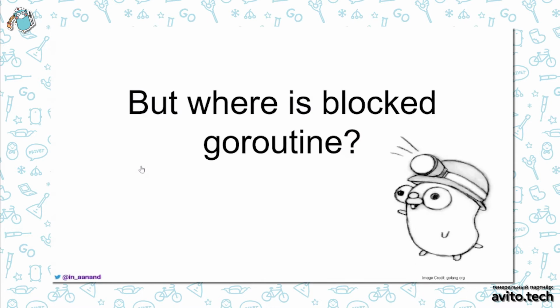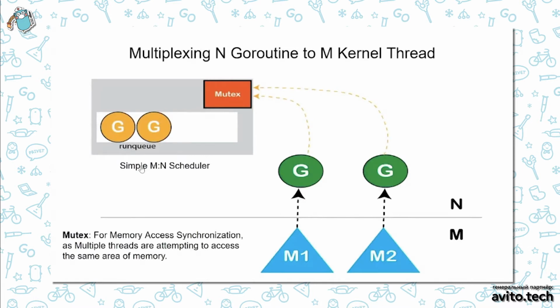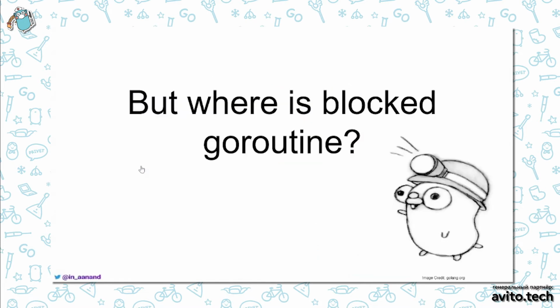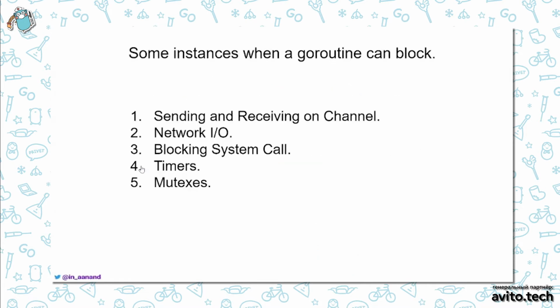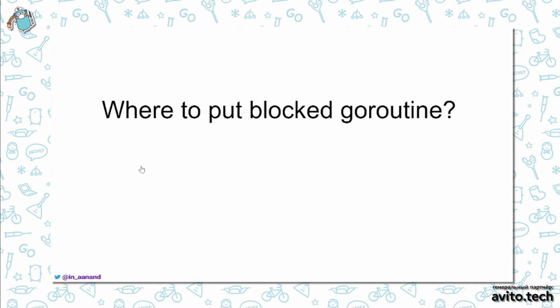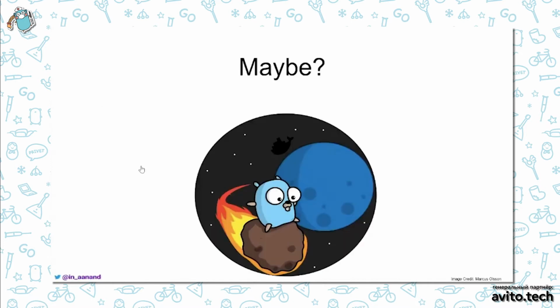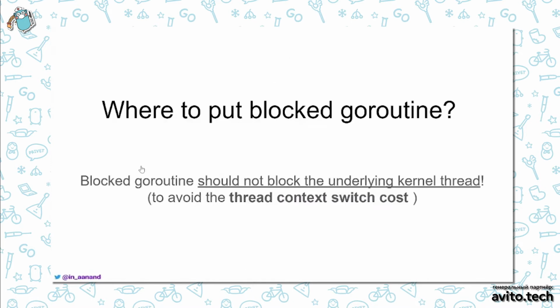But where is our blocked goroutine? Because in our simple diagram, we saw that this run queue contains all the goroutines that are in a runnable state. First, some operations that can be blocking for a goroutine: sending and receiving on a channel, network I/O, blocking system calls, timers, mutexes. So where do we put our blocked goroutines?